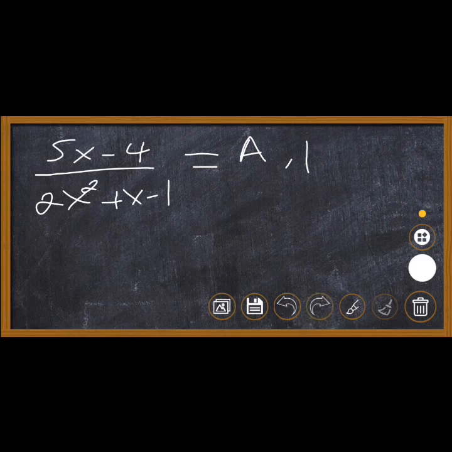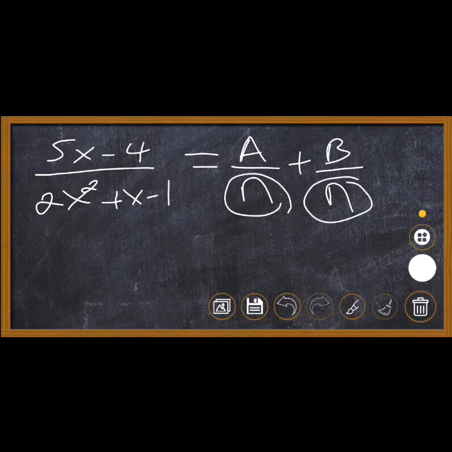Now, how can we write this? We write this in the form of fractions. Here we have the unknown value A over one factor, plus B over the other factor. So our main point now is identifying these unknown values. So how are we going to identify these?